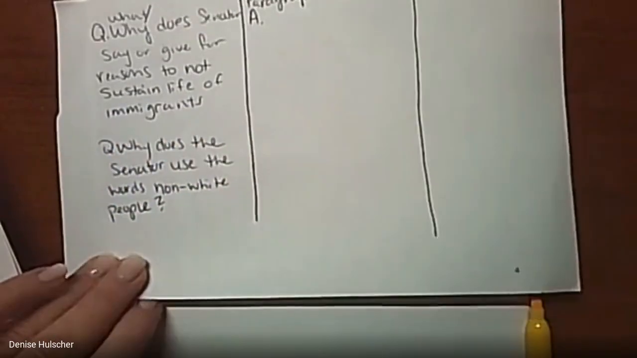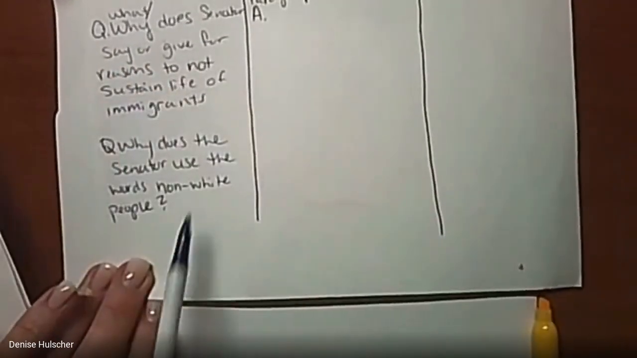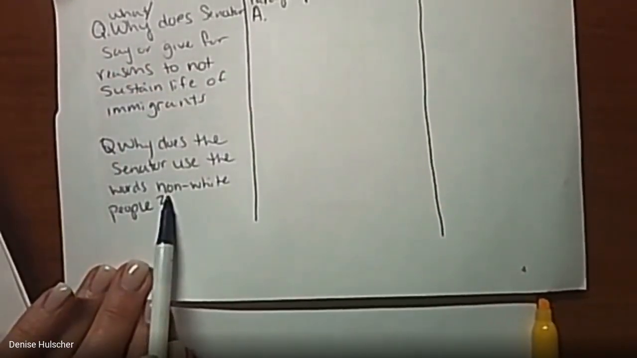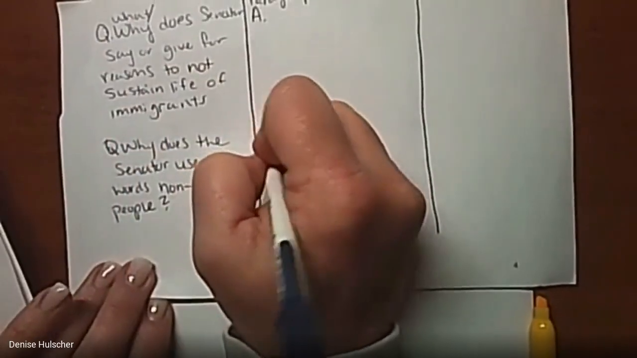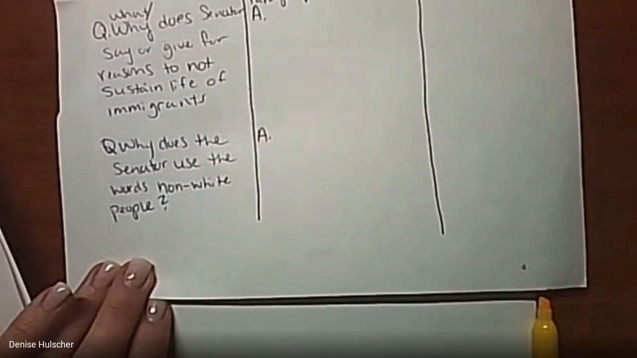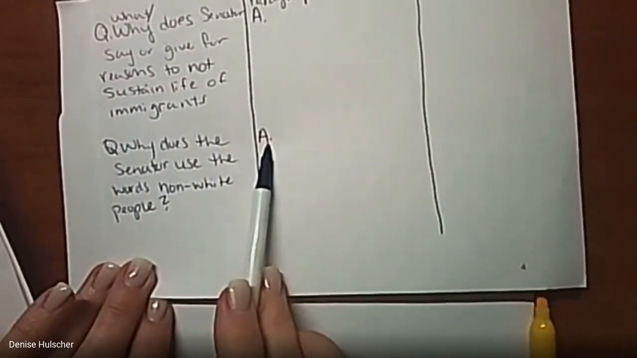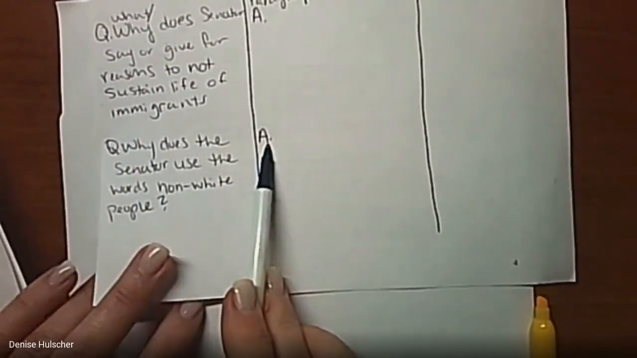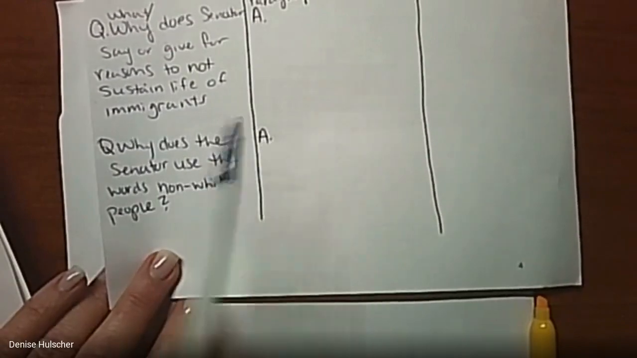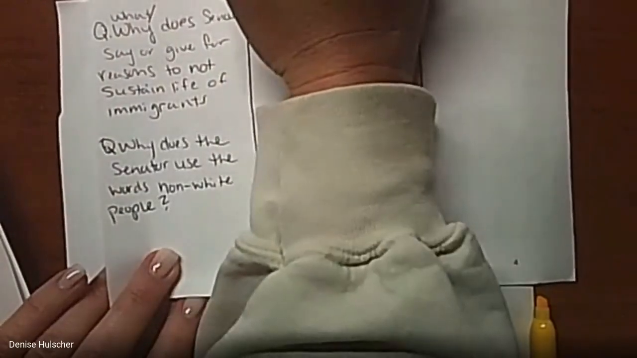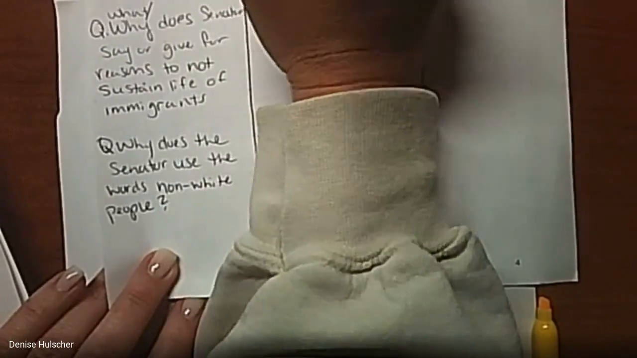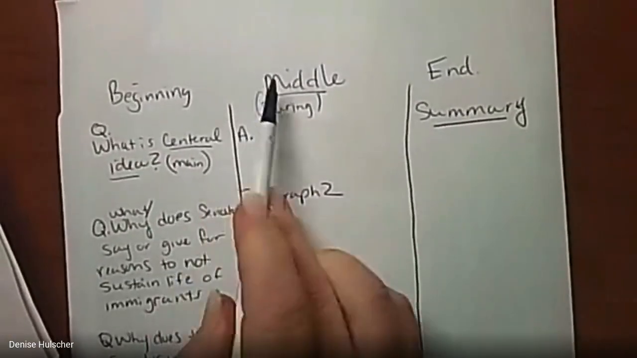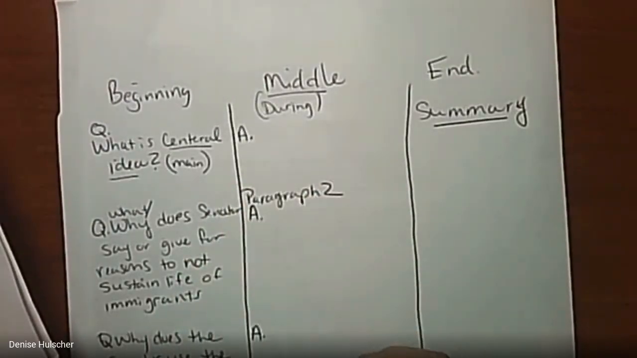So right away, start thinking, what does non-white people mean? Well, non means not. So not white people. So what population would that be? Okay, we need to think about that, and then we're going to put our answer over here. Okay, because as we're reading, this is going to be in my classroom, we do middle or during the reading. How are we discovering our answer? What are we finding? Okay.